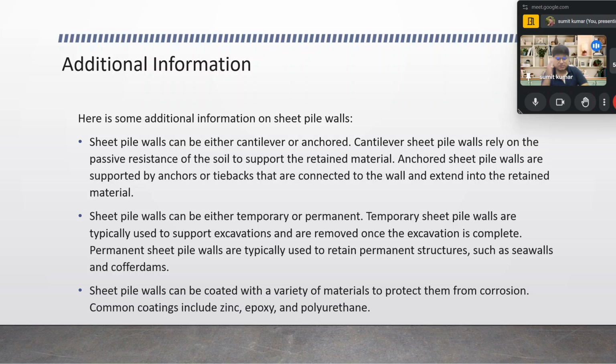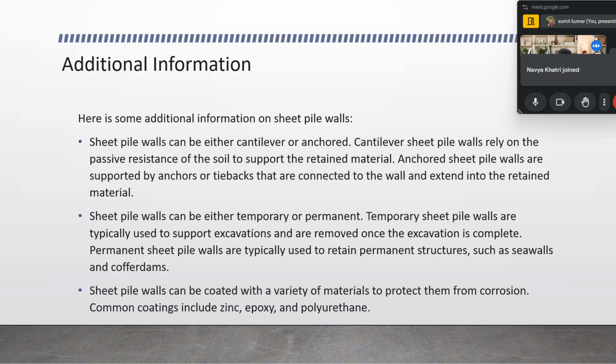So in additional information, we will say that the seed pile walls can either be cantilever or anchored, and the cantilever seed pile walls rely on the passive resistance of the soil to support the retained material. Anchored seed pile walls are supported by anchors or tiebacks that are connected to the wall and extended into the retained material. Seed pile walls can be either temporary or permanent.